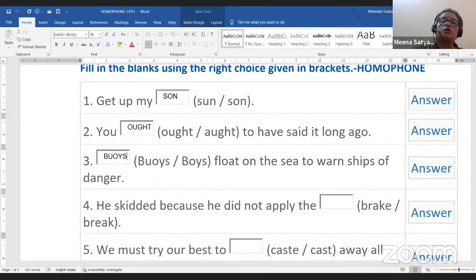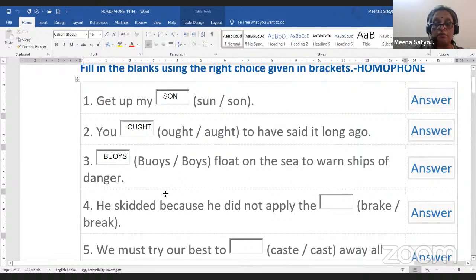Here we do see it in Bangalore. They do have these buoys telling us not to go beyond that point, to warn us about the danger. One thing is about the crocodiles existing in that deepest part, and also that it is extremely deep. So they would have tied certain things. You'll see something rubberish floating. It looked like a ball. The spelling is B-U-O-Y-S. He skidded because he did not apply the brake.